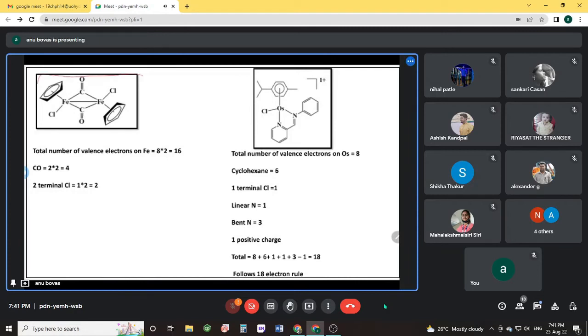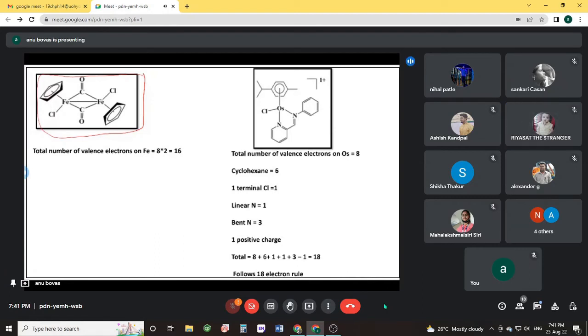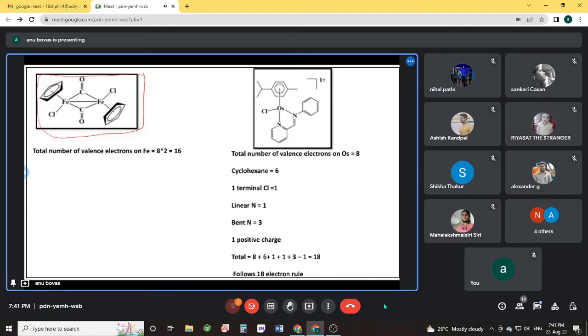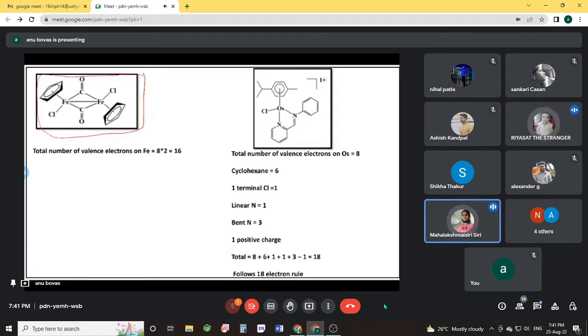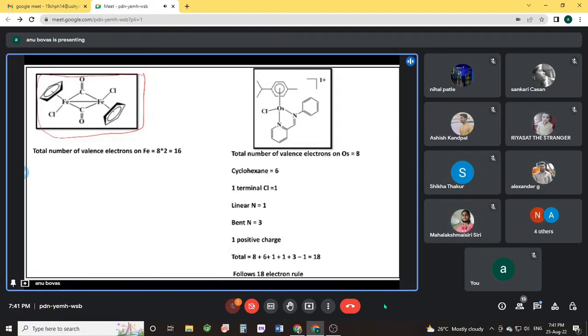Iron is the central transition metal in the first example. So iron has 8 valence electrons. So the total number of electrons donated by iron will be 8 into 2 is equal to 16. Correct. Now how many carbonyl ligands are attached to this complex? 2. Correct. Carbonyl, whether it is terminal or bridging, will donate the same number of electrons, right? So there are 2 carbonyl ligands.